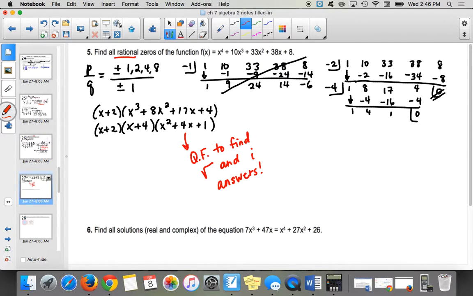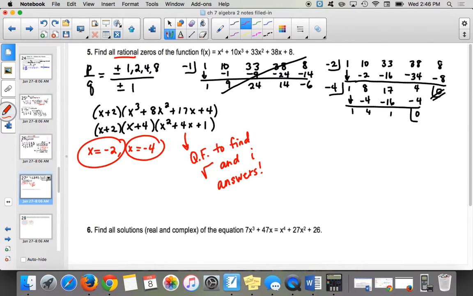I won't put you through that. So our rational answers, the only two rational answers are -2 and -4. Done. You guys understand what I'm saying? So if it had a square root answer, it's called an irrational number, irrational solution. And if it had an i answer, it's a complex solution.